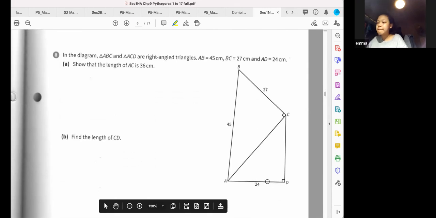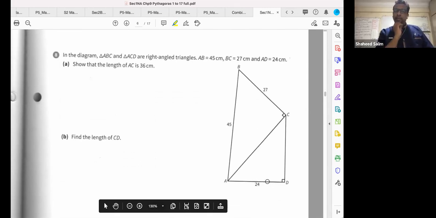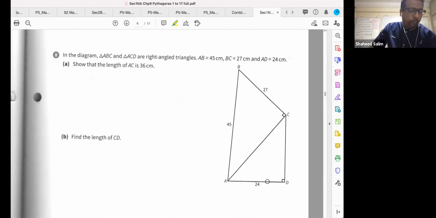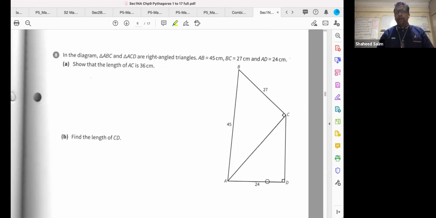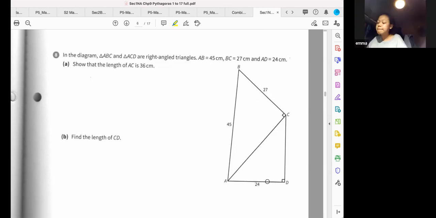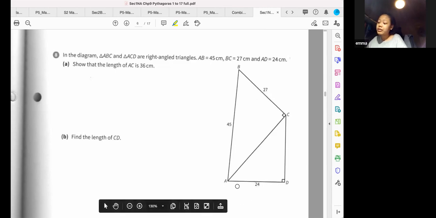Okay, can you try this one? It's still quite basic. It's okay, you try. 36. Okay, correct, for A. For B, 26.83. Okay, good. 26.8.